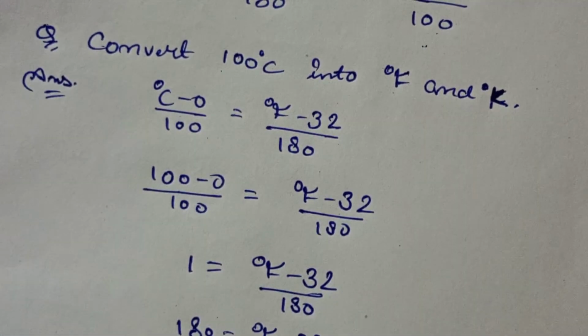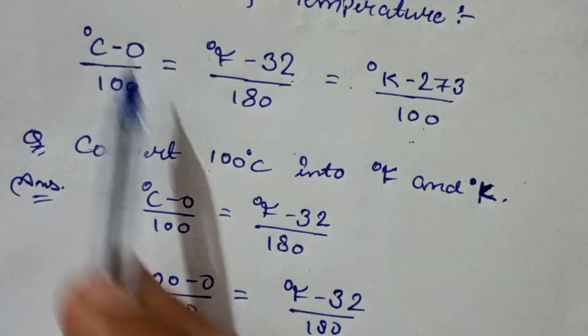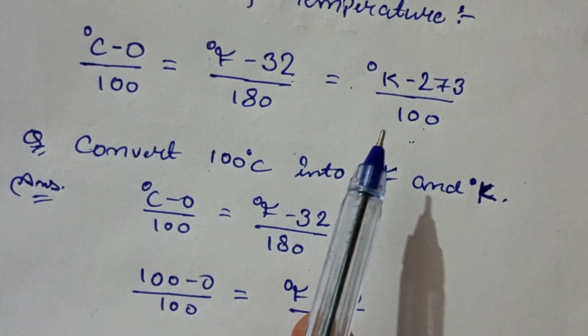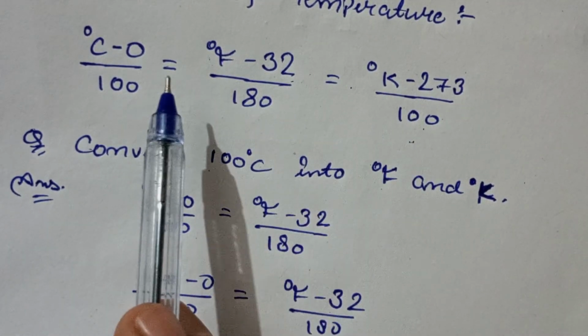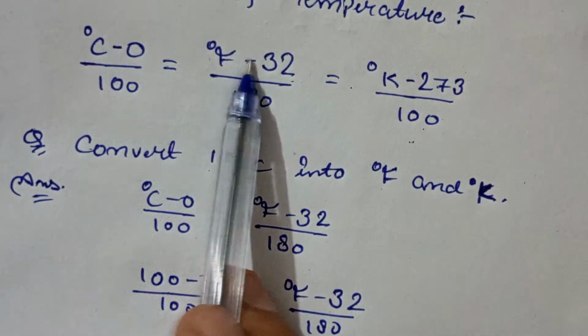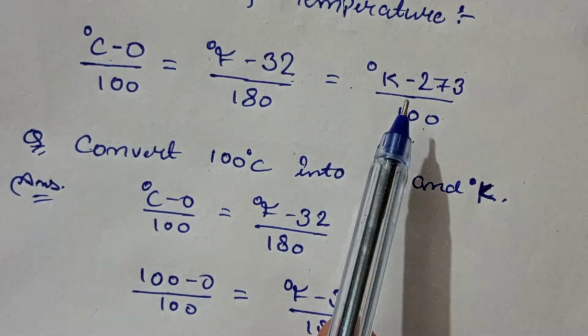You have to just use this formula. If you are given degree Kelvin, from degree Kelvin you can find degree F and degree C. Okay, if you have degree F given, you can find degree Celsius and degree Kelvin from this.